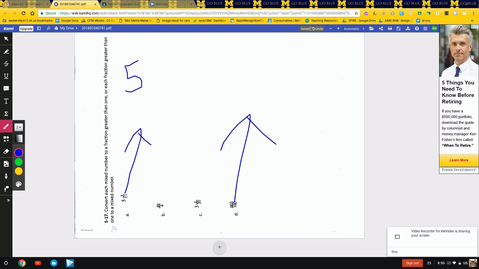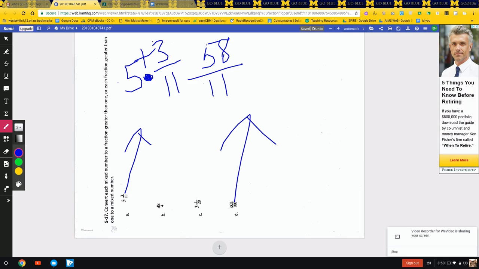When you're changing a mixed number into an improper fraction, always remember you multiply by the whole number and add the numerator. So here you'd have 55. 55 plus 3 is 58. And then you always keep your denominator. So that would be the answer for A.